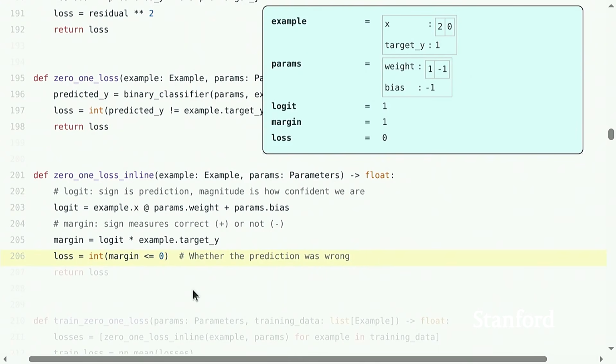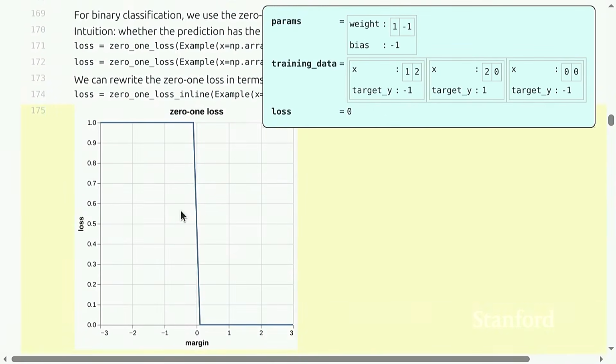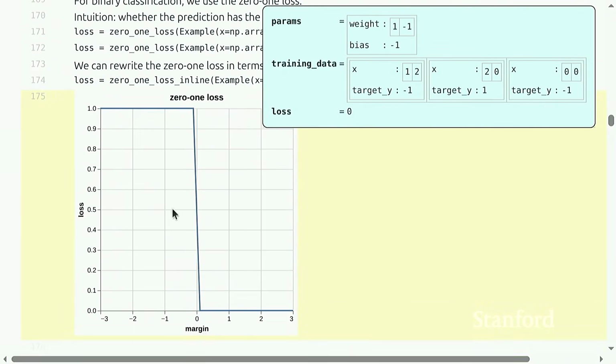So I've introduced a few notions here. There's a logit, which is basically the raw prediction, and the margin, which basically measures correctness. And then finally I get the loss. Maybe it would help if I visualize this. If I'm plotting margin and the zero-one loss, ignore this, it's an artifact, it's supposed to be a straight line down. If the margin is negative, then the loss is 1. If the margin is positive, then the loss is 0.